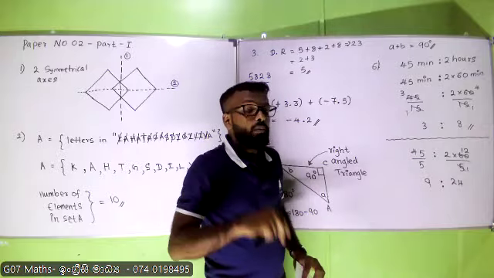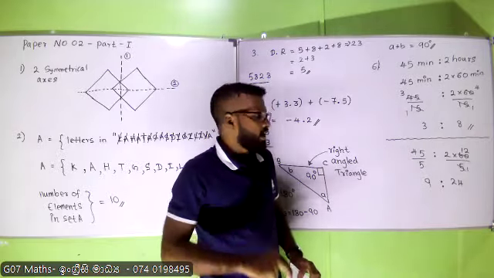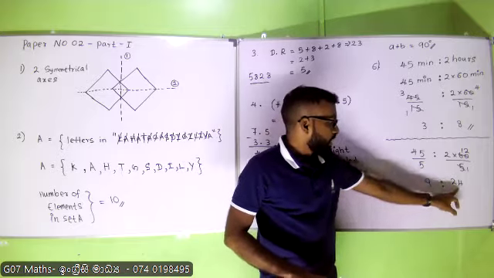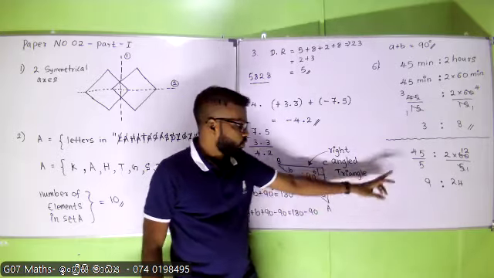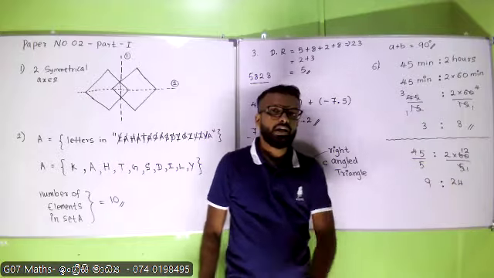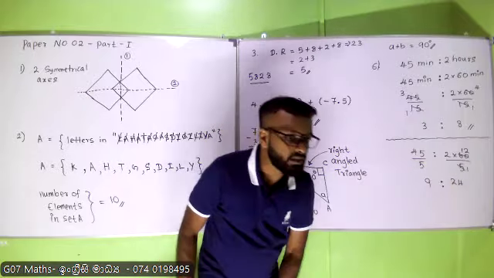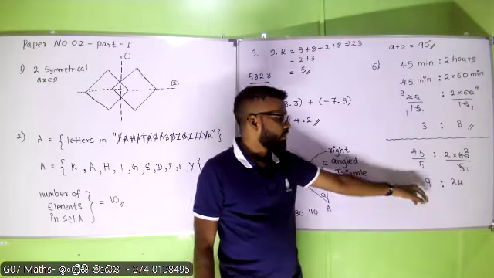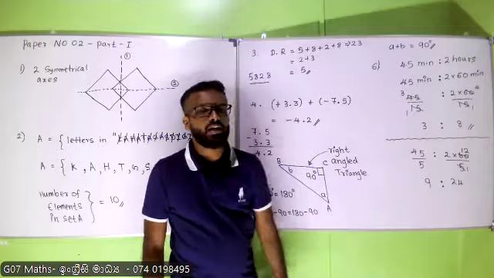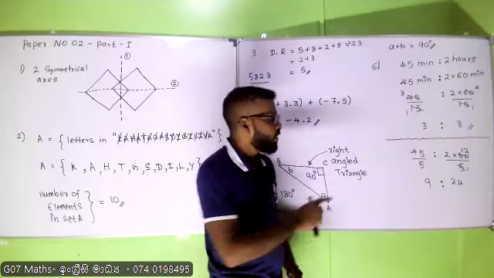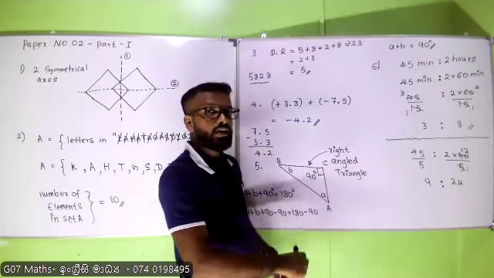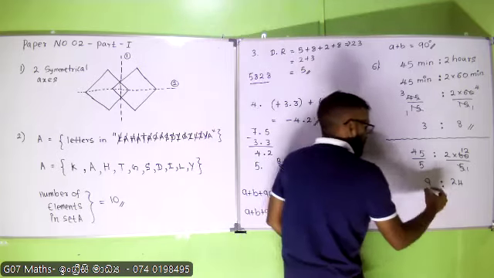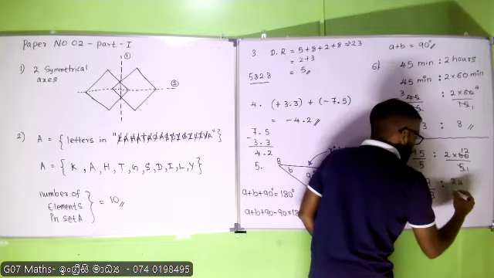Now tell me, is there any common factor to divide this number and this number? Just check. Yes, there is a common factor, number 3. So now you are going to divide both sides again by 3.